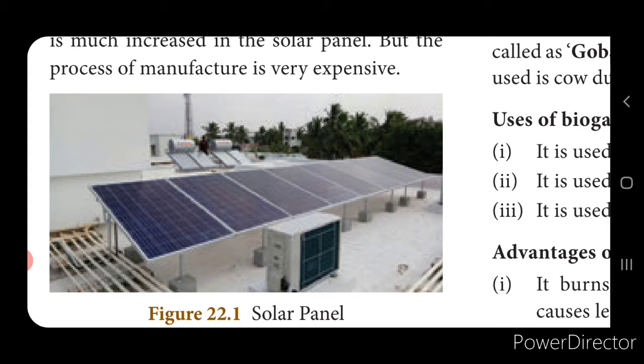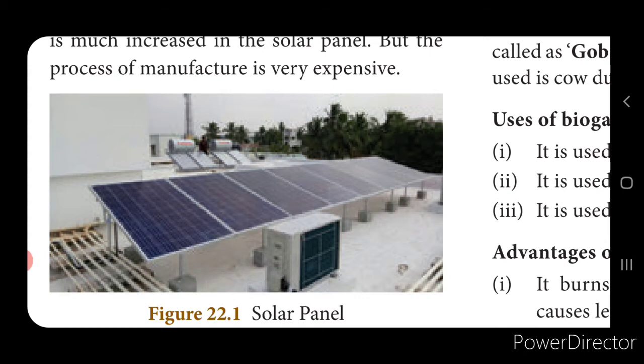And look into the screen. This is very familiar to you. That is the solar panel, right? Many solar cells are arranged side by side and connected together, and this is called the solar panel, right? And the capacity to provide electricity is much increased in the solar panel, right? But if you see, it is very, very expensive, right?